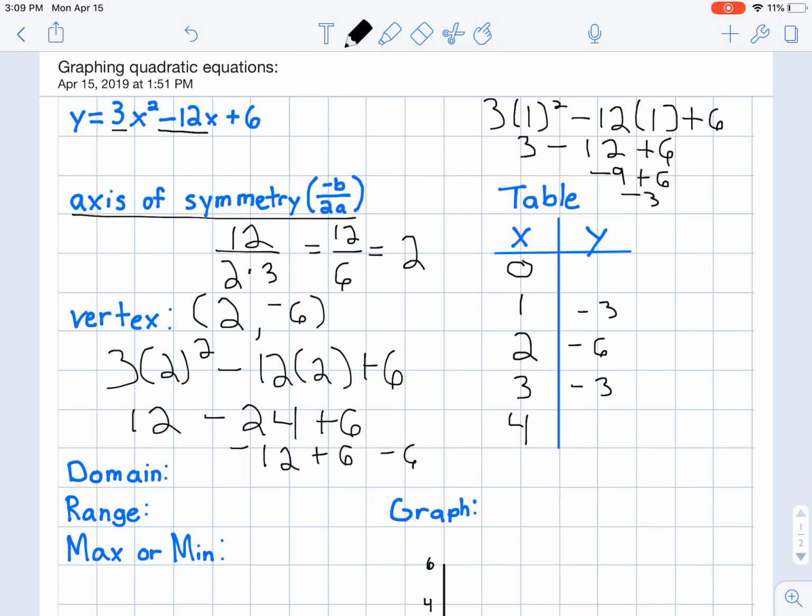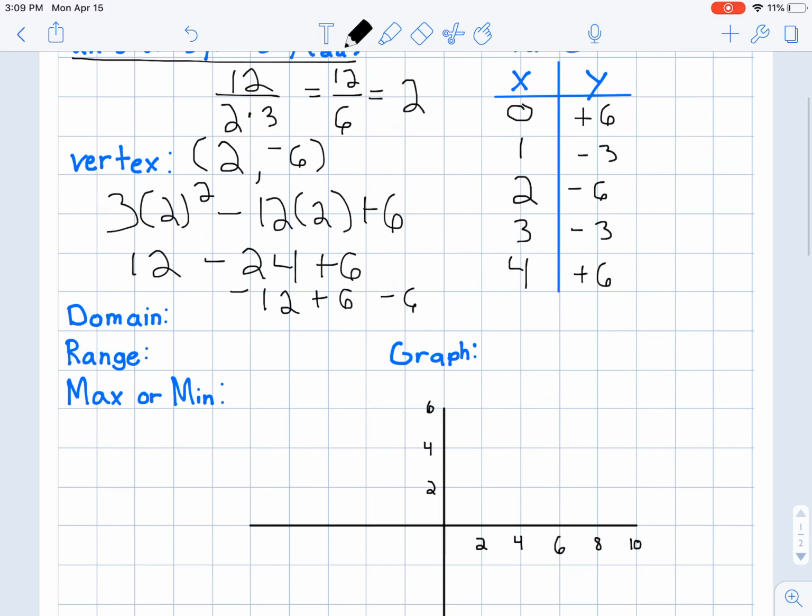Now I'm going to do the same thing and put in my zeros. So 3 times 0 squared minus 12 times 0 plus 6. 0 times 0 is 0, 0 times 3 is 0, minus 12 times 0, which is 0, plus 6. So I'm going to get a plus 6 here, and also a plus 6 here. Okay, so now I've got enough information to go ahead and graph.